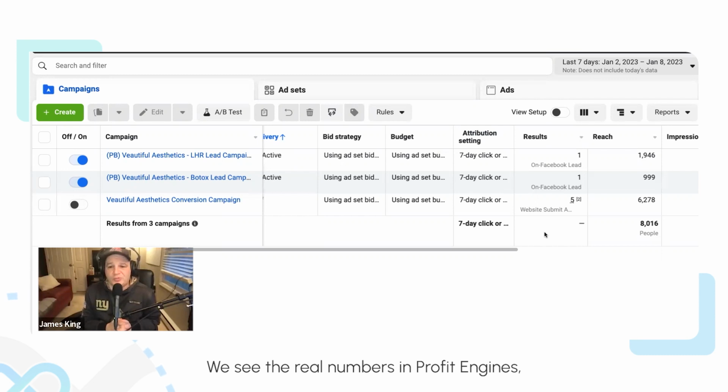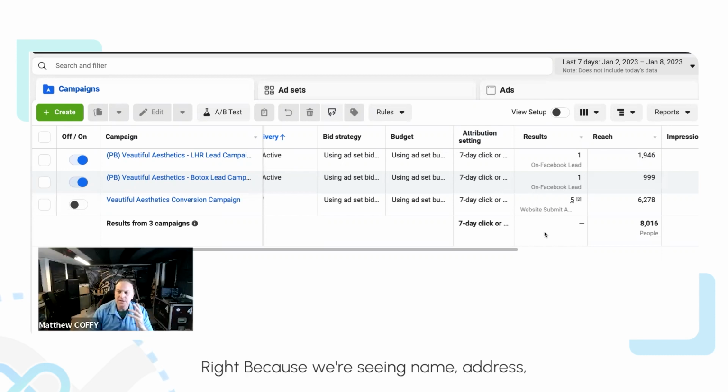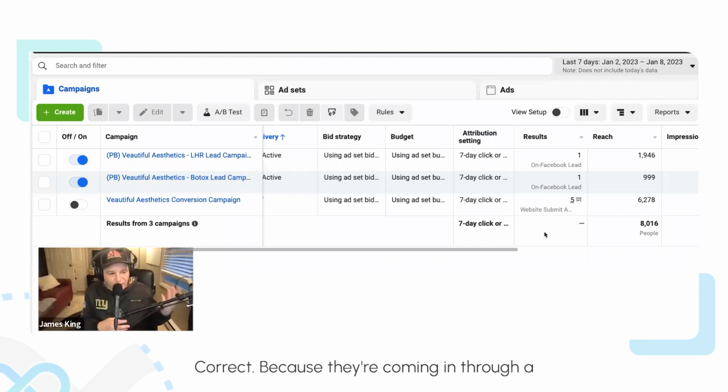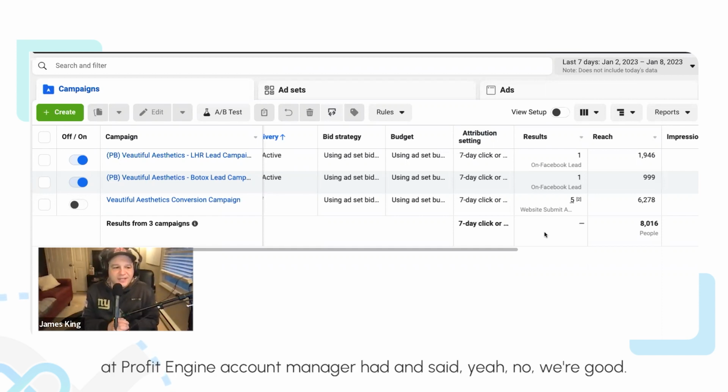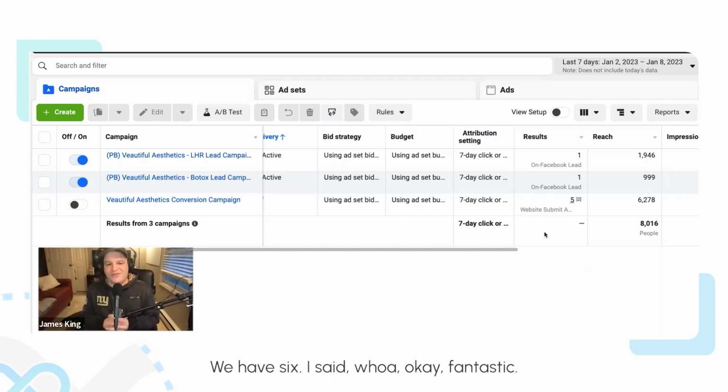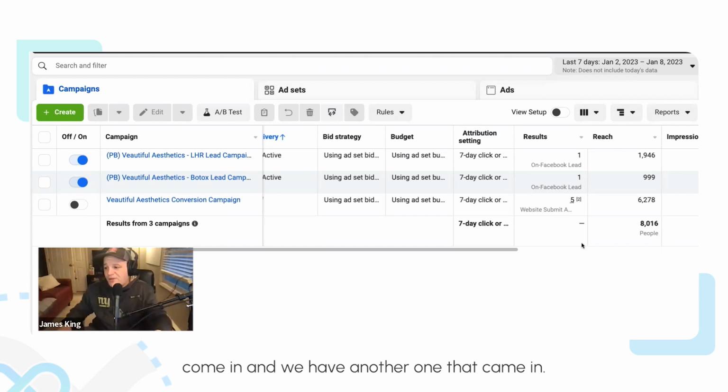We see the real numbers in Profit Engines, right? Because we're seeing name, address, phone number coming through no matter what the service, right? Correct, because they're coming in through a landing page that's connected to Profit Engines. So I had looked at this morning without looking at Profit Engines. The account manager had and said, "Yeah, no, we're good. We have 6." I said, "Whoa, okay, fantastic." Right, and then we move on. So that is this case where they come in, and we have another one that came in.